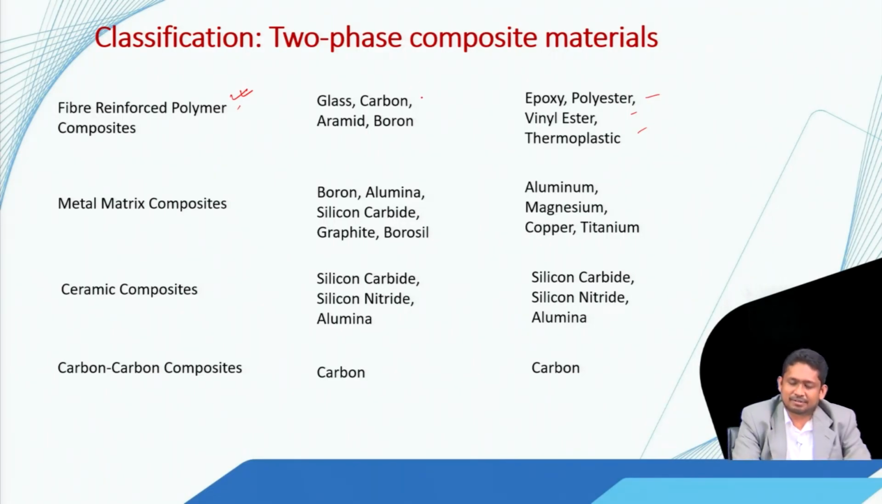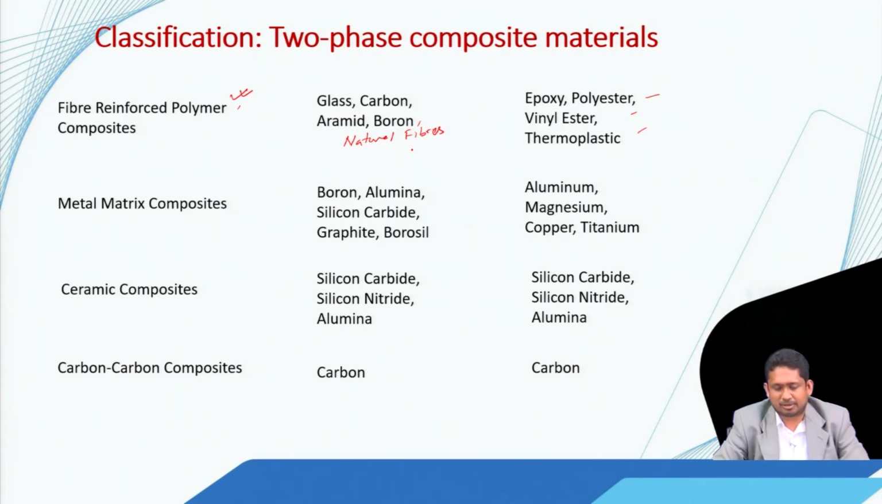And then there are reinforcements, the fibers like glass fiber, carbon fiber, aramid fiber, and there can be natural fiber also. Then there is something called metal matrix composites. Again, as the name suggests, the matrix is metal, aluminum, magnesium, copper, titanium, and then the reinforcement can be boron, alumina, silicon carbide, and so on.